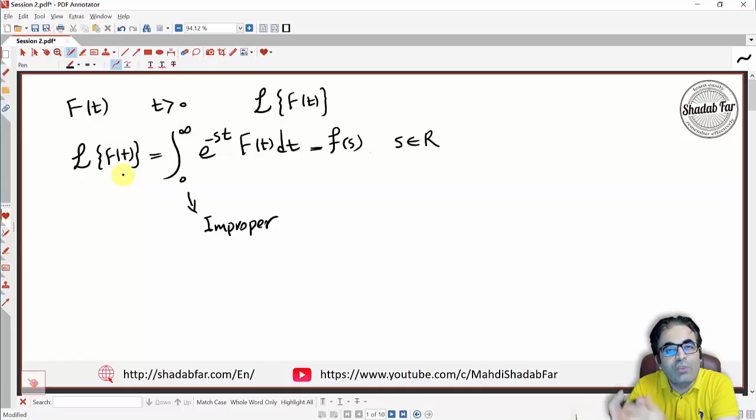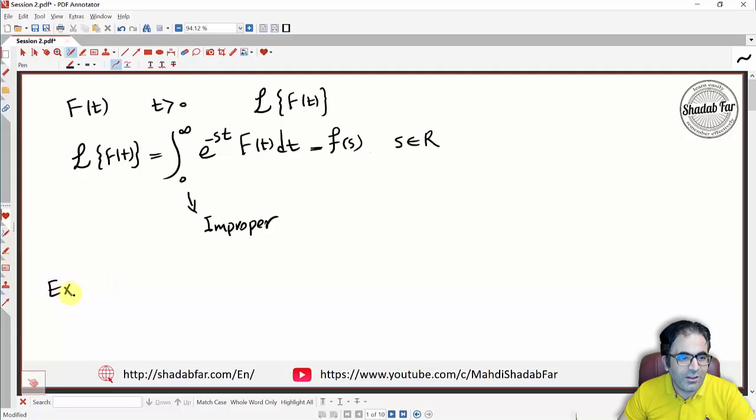We need to know for which values of s the Laplace of f is available, and for which values of s the Laplace of f is not available. This is a really important point to consider. I'm going to describe this point further with an example.